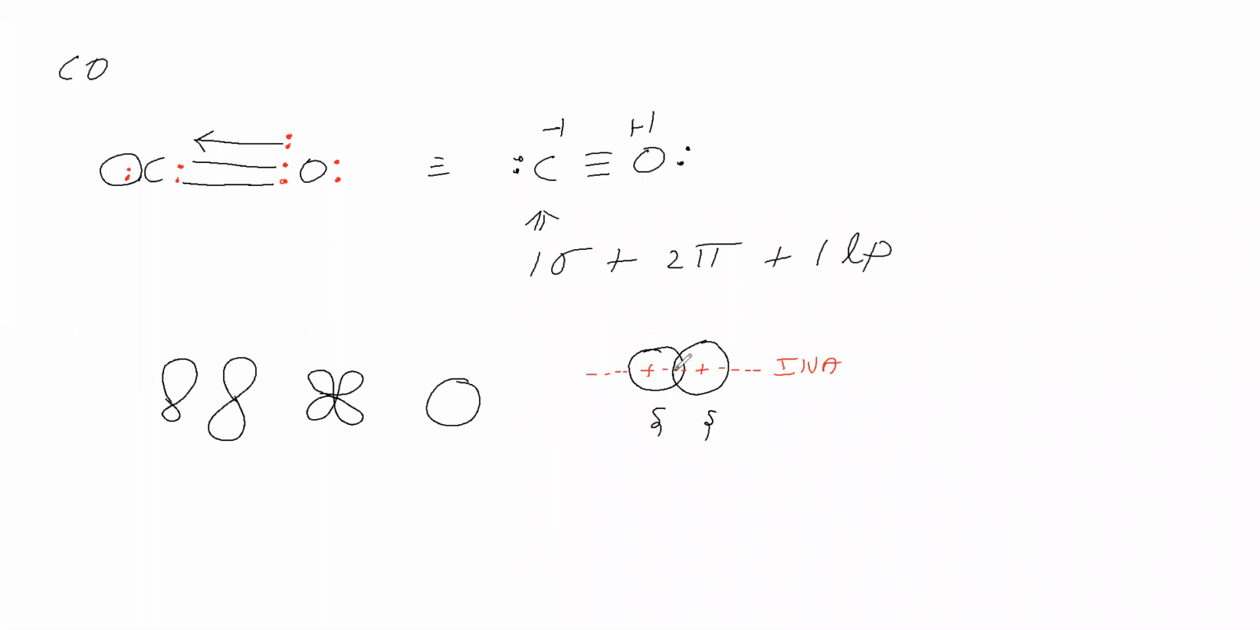Here overlapping takes place along the internuclear axis. Therefore, this is what we call a sigma bond. If overlapping takes place along the internuclear axis, then that bond is called a sigma bond, but not a pi bond. Therefore, s-s overlap, s orbitals do not form pi bonds. Next, we'll see hybrid orbitals.